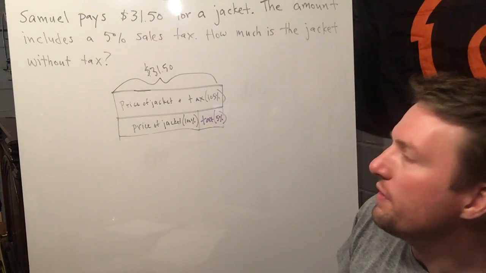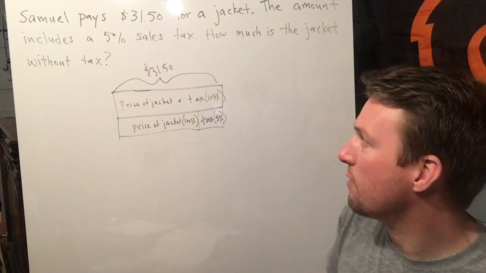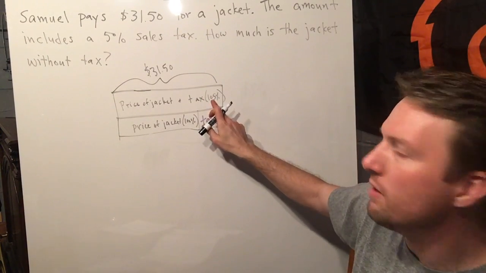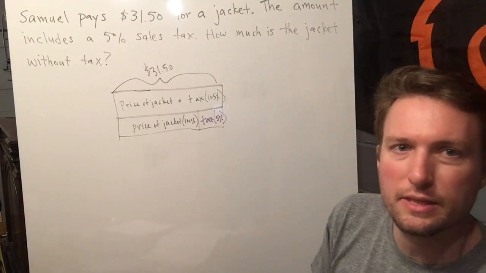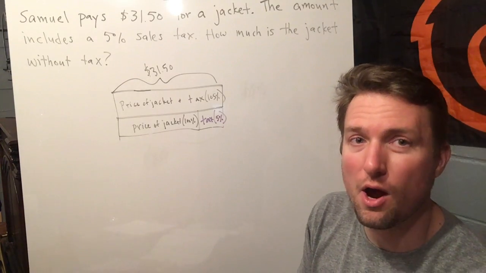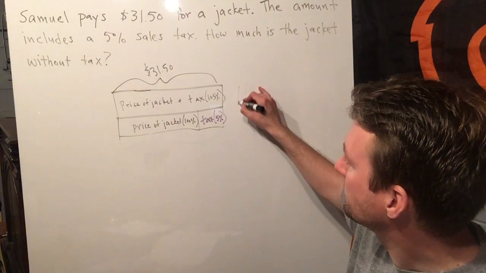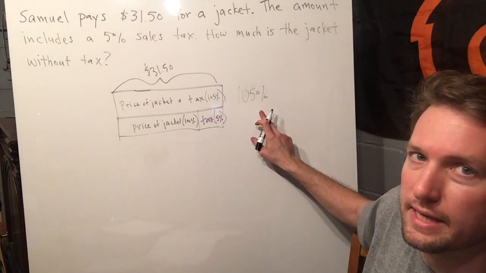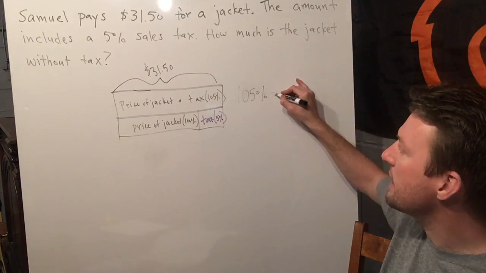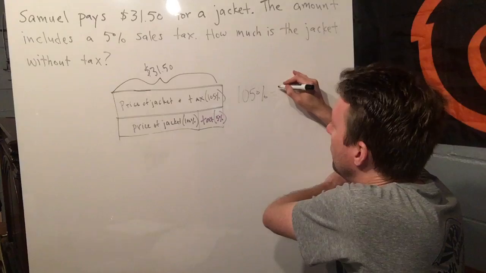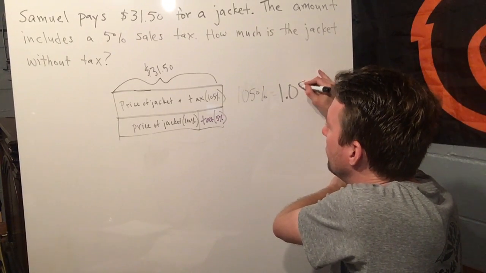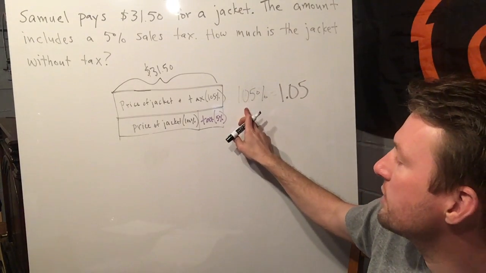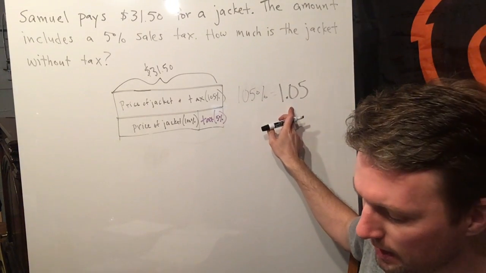Now, one thing that we need to remember as we solve this problem of how much is the jacket without tax is that when we are using percents, we need to convert those percents to decimals. Now, when you do a percent, it is a number over 100. So this would be 105% as a percent. If you were to write that as a decimal, you would write it as 1.05, or 1 and 5/100. That's how you would write 105% as a decimal.